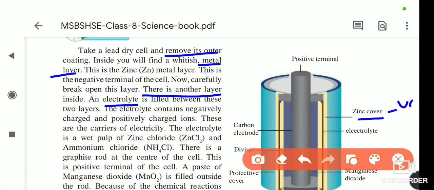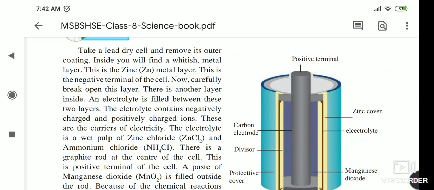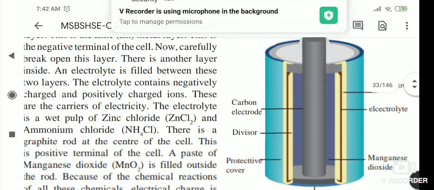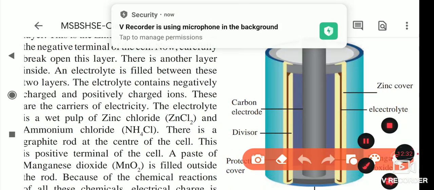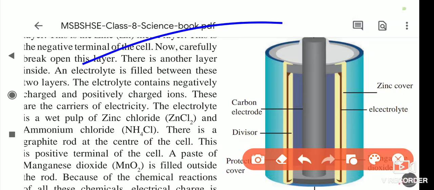The electrolyte contains negatively charged and positively charged ions. Okay, this electrolyte is there inside it. Just now we saw the negatively charged and positively charged particles in the video.